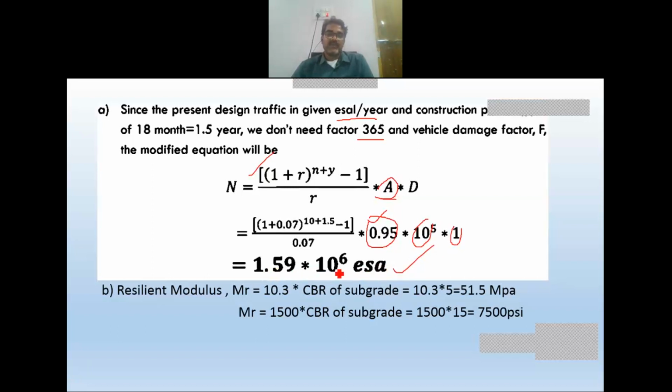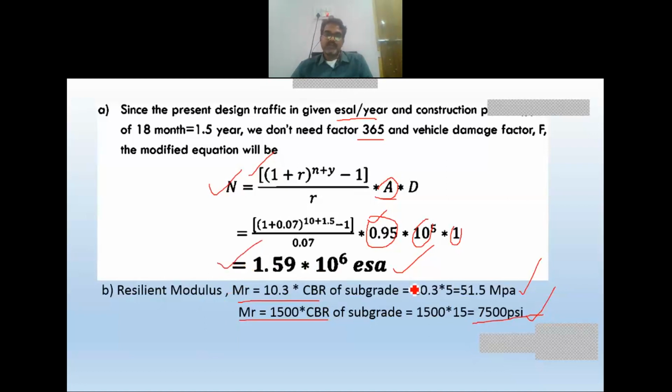Axles, 1.59 into 10 power 6. Okay, right. So traffic intensity is calculated. Now, if you recall the chart given, where the x-axis is N and the y-axis is the resilient modulus, MR is 10.3 times the CBR value when the resilient modulus is in terms of megapascals, and MR is 1500 into CBR of subgrade, where MR is expressed in pounds per square inch, 7500 PSI. So the y-axis value is 7500, the x-axis value is 1.59.